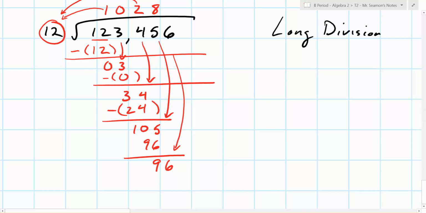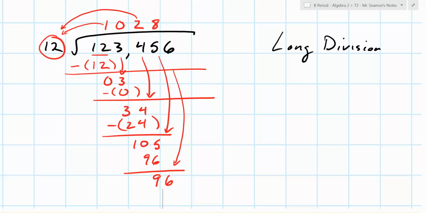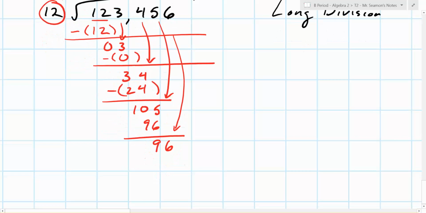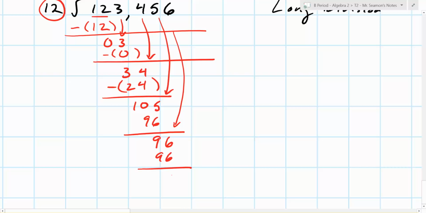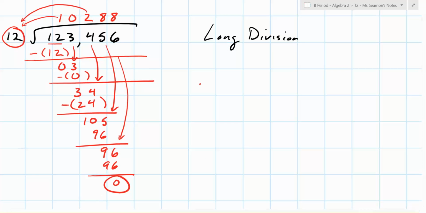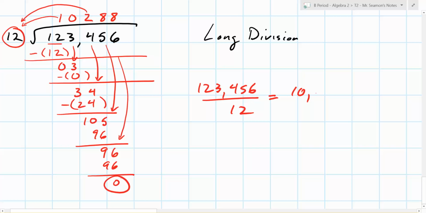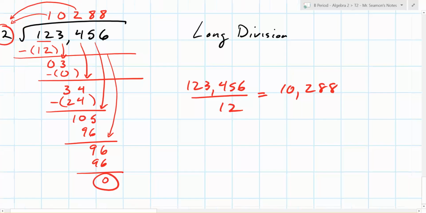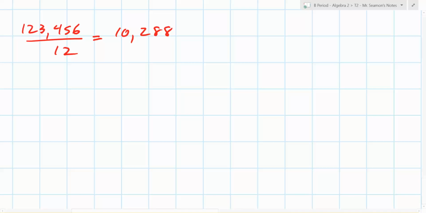6. And how many times does 12 go into 96? 8 times. What's 8 times 12? 96. You subtract and you end up with? 0. So what does this tell us? It tells us that 123,456 divided by 12 is what? 10,288. How would you check to see if this is correct?